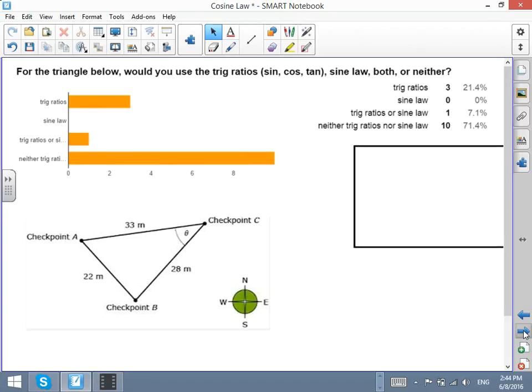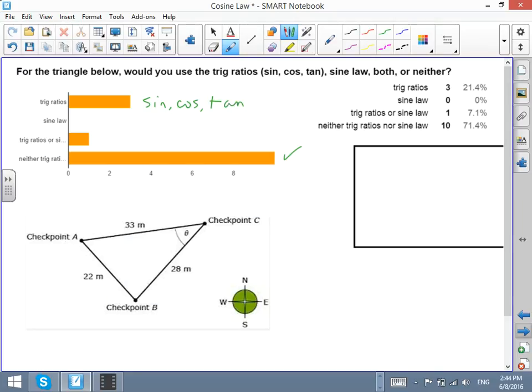Most were thinking that you cannot use trig ratios, meaning sine, cos, or tan, because there's no right angle. So you can see a high percentage looking at using something other than the sine law. And the reason for that is as such. We do not know any of the angles. Therefore, we cannot write a sine law equation.